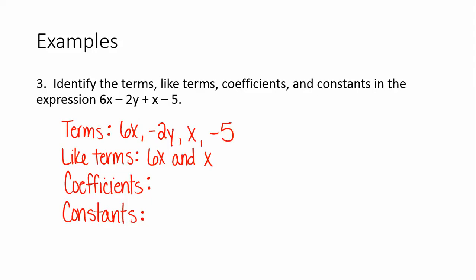Coefficients, anything in front of an x. So we have 6, we have negative 2, and be very careful here. Remember that in front of this x there's also a 1, even though we don't write it. Finally, our constants are any numbers or any terms that don't have a variable, so that's negative 5.